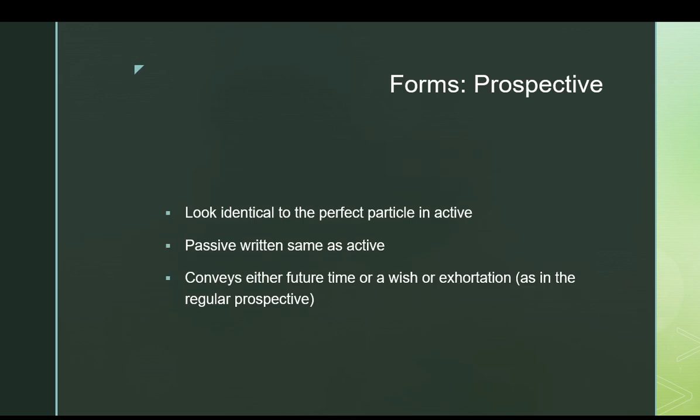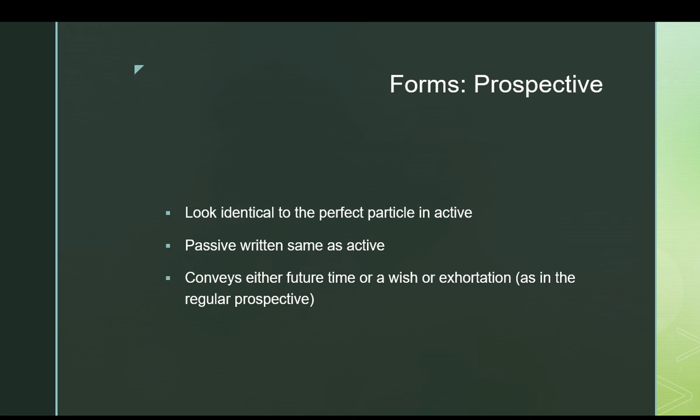Finally, we deal with the prospective participle, which, yes, is actually quite related meaning-wise. I don't know enough about linguistics to tell you whether it is grammatically related, but it is semantically related to the regular prospective. It looks identical to the perfect participle in active, and the passive looks exactly the same as the active. So in other words, this looks precisely like the perfect. There is no way to tell them apart. You're just going to have to give it your best guess, which is even more true with this form than the other forms.